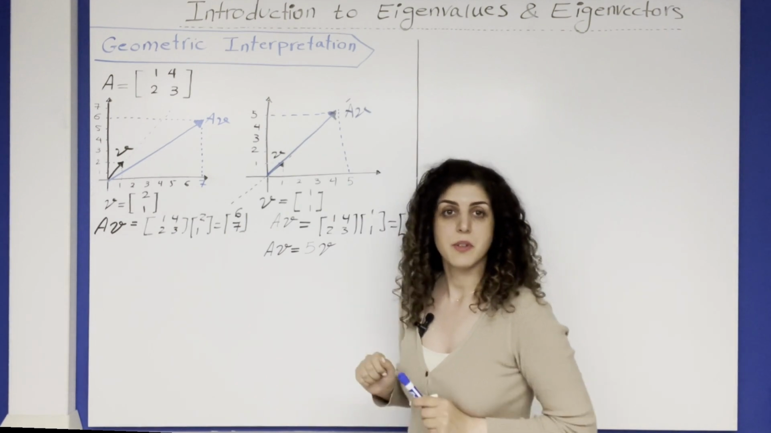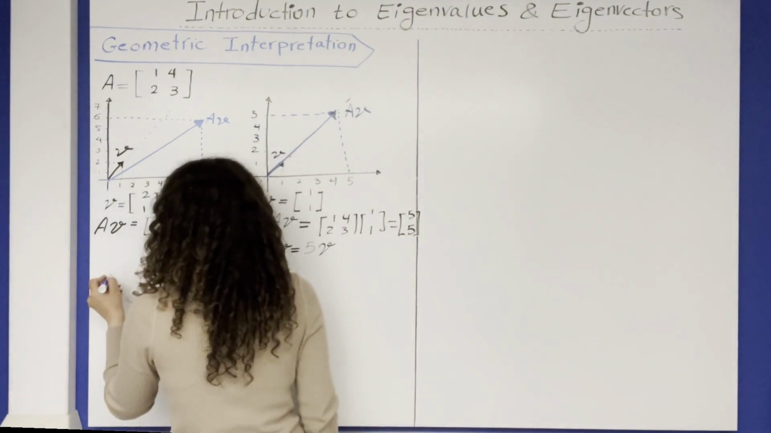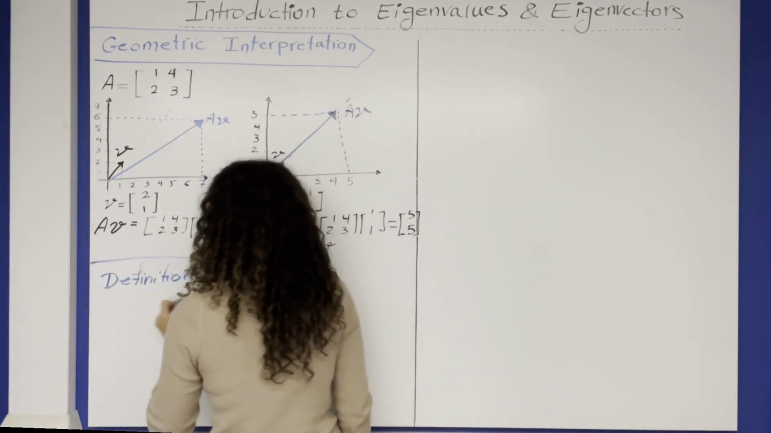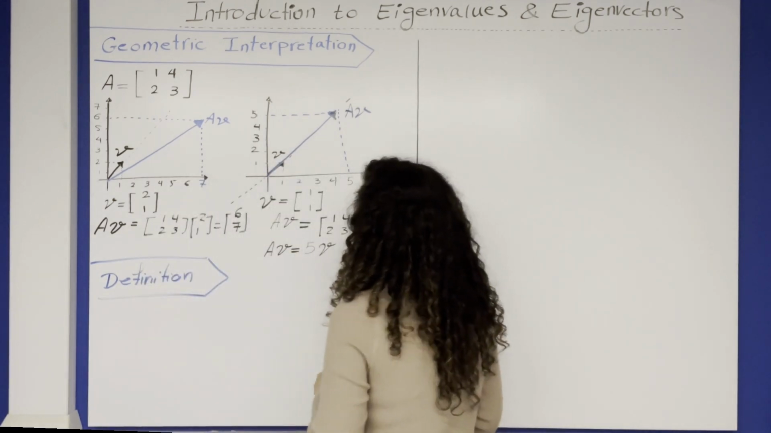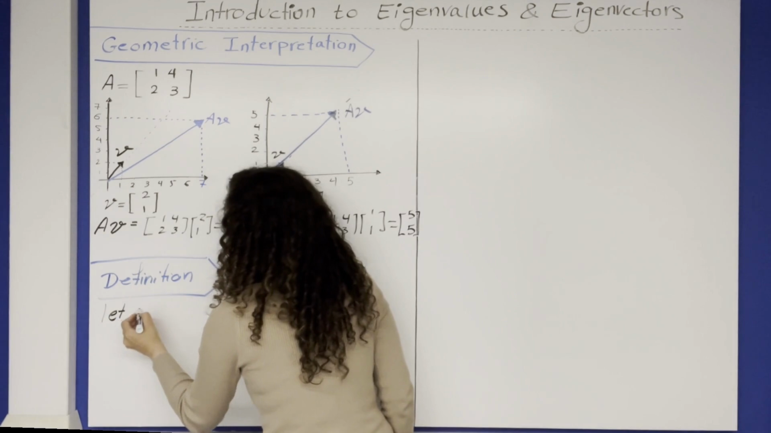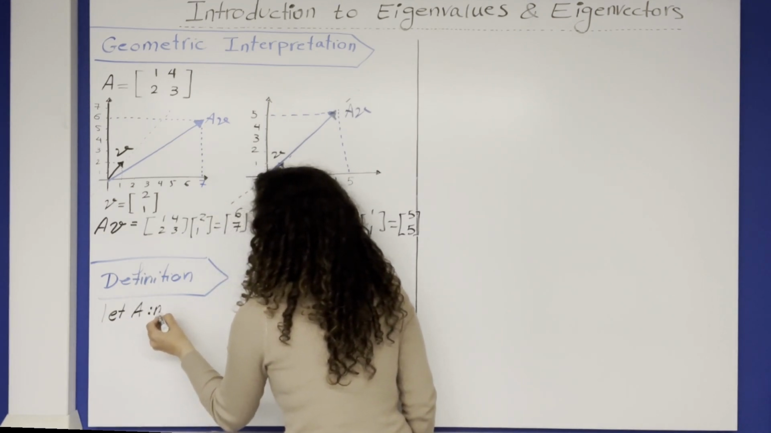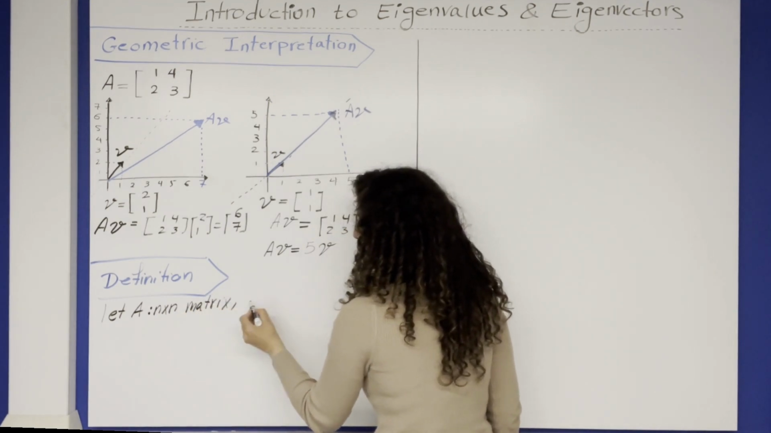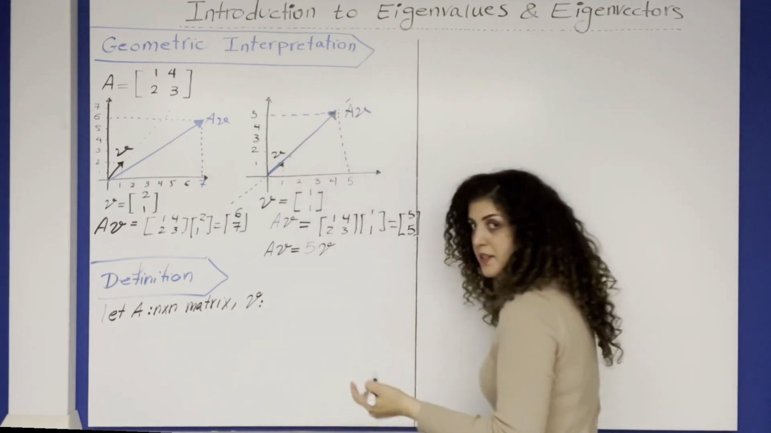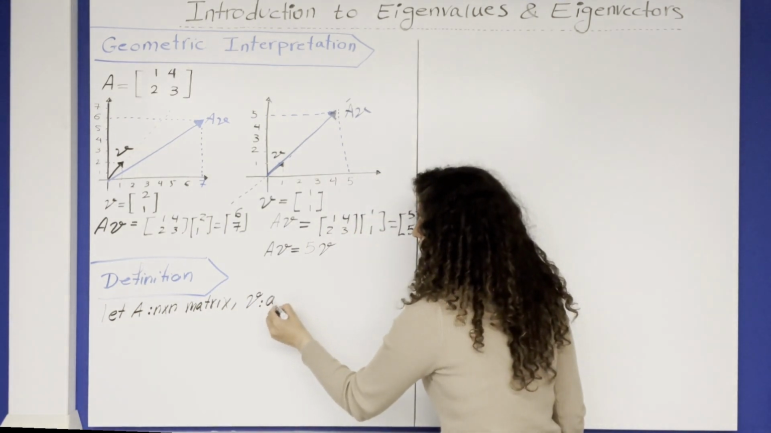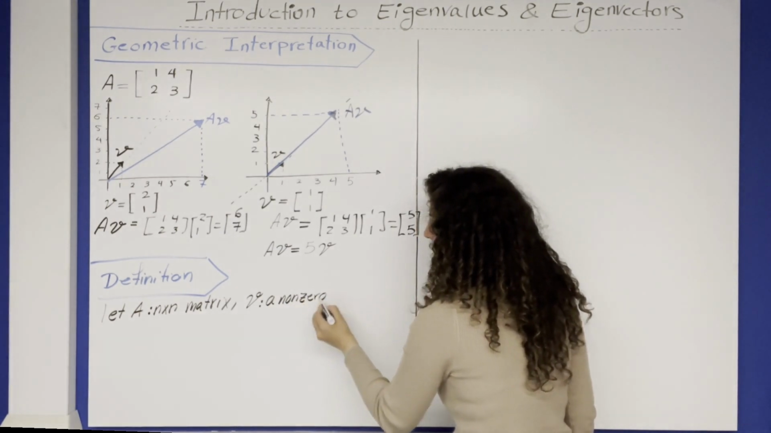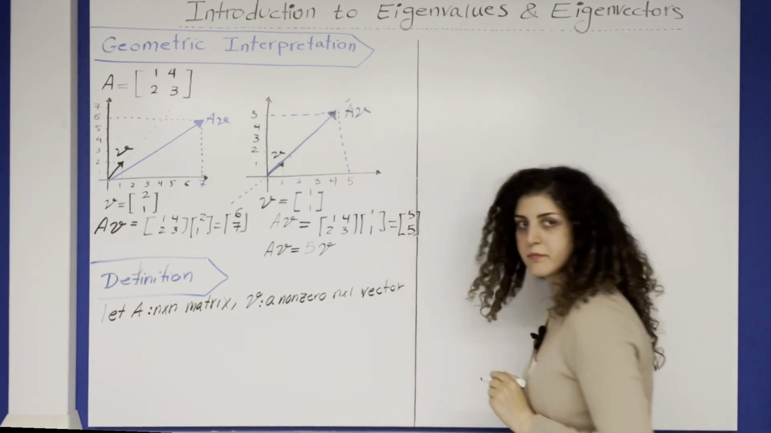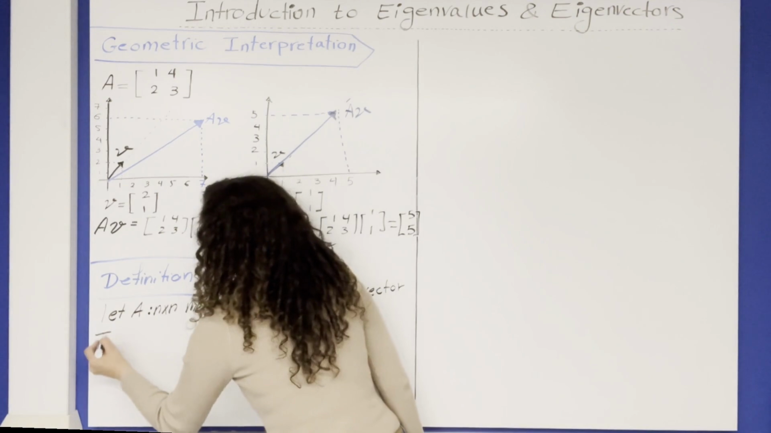All right, let's see the official definition. So let A be an n by n matrix, a square matrix, and let V be a non-zero vector of size n. So a non-zero n by 1 vector. Okay.